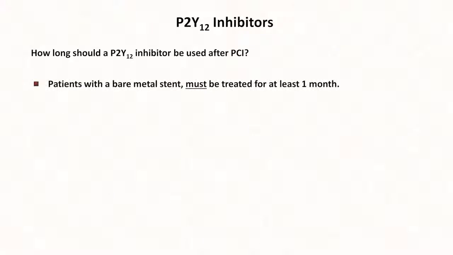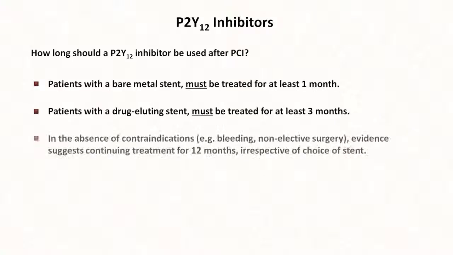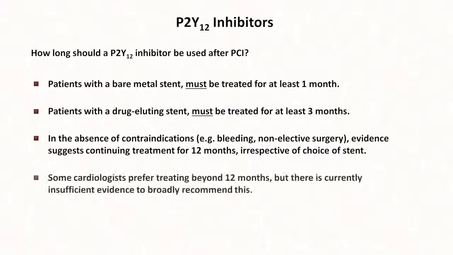A common question which comes up regarding use of these drugs is how long should they be used after PCI? Patients who have received a bare metal stent absolutely must be treated for at least 1 month to prevent in-stent thrombosis. Patients who have received a drug-eluting stent absolutely must be treated for at least 3 months. In the absence of a contraindication such as bleeding or non-elective surgery, evidence supports continuing treatment for 12 months, irrespective of choice of stent. And some cardiologists prefer treating beyond 12 months, but there is currently insufficient evidence to broadly recommend this.